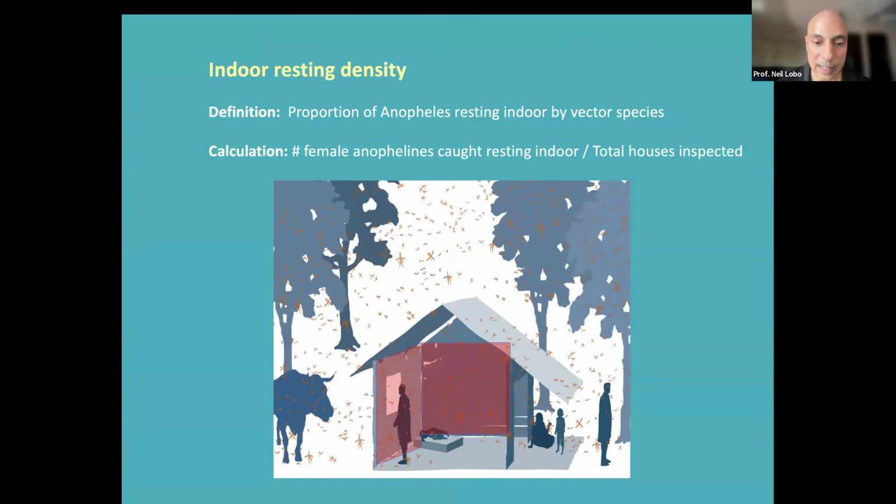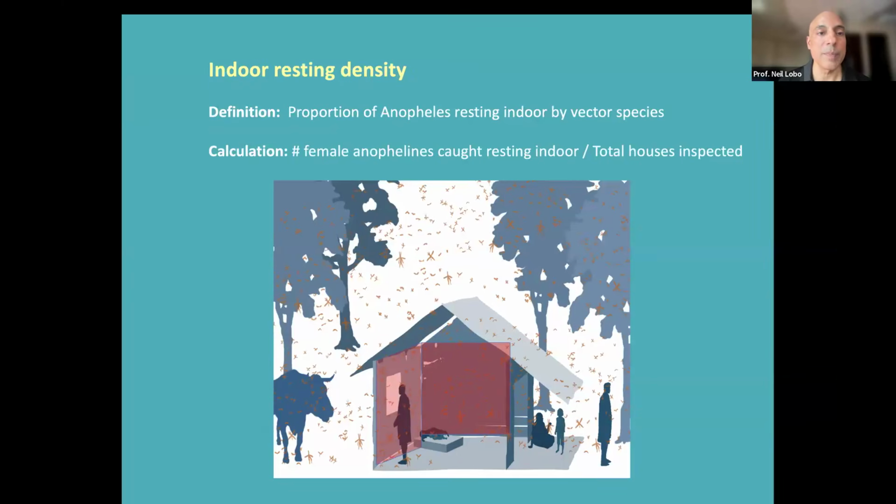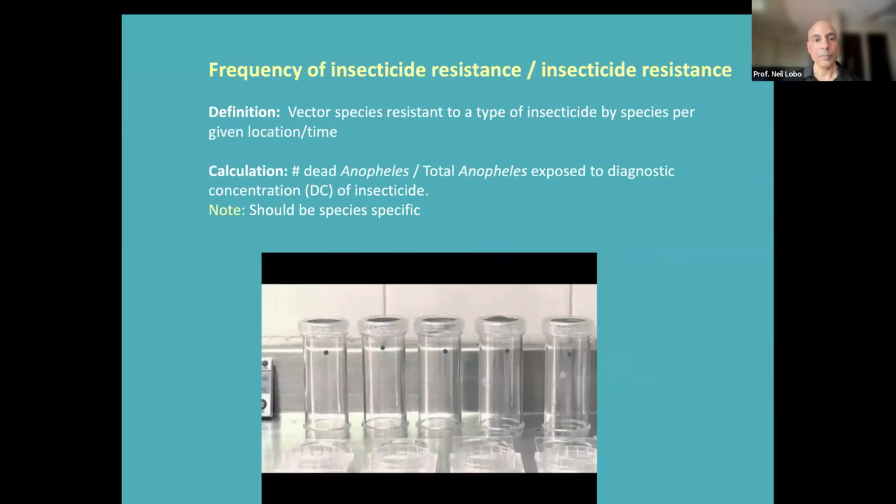Indoor resting density. This is the proportion of mosquitoes resting indoors. All these indicators, I have to mention, should be done by vector species because each vector species has different behaviors. And this indoor resting density is, of course, based on IRS. The frequency of insecticide resistance, I'm pretty sure everyone does this and you understand it, WHO bioassays or CDC bottle assays.